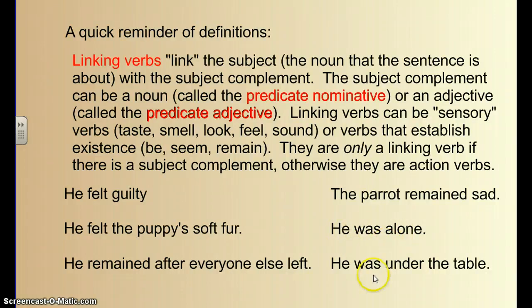In the following sentence, he was under the table. Under the table just explains where he was. The simple sentence is he was. So was in this sentence is an intransitive verb. So always double check that if you're looking for a linking verb, it is the subject equaling a complement.